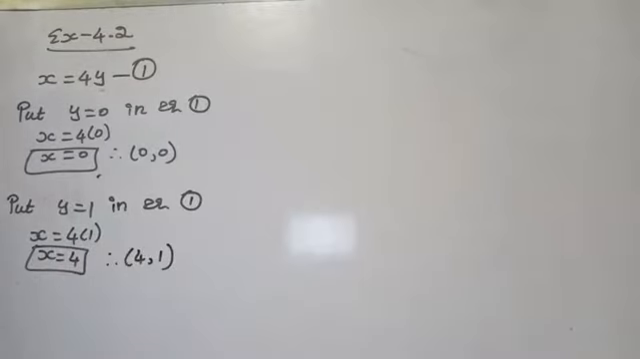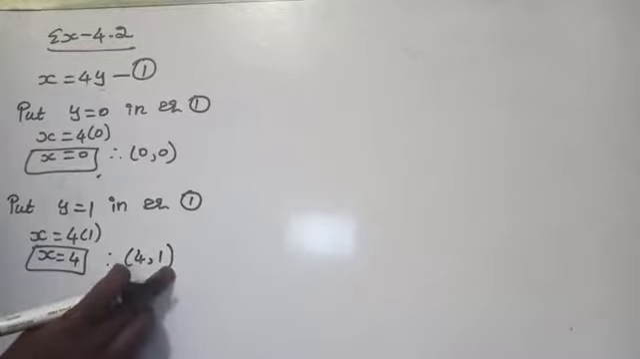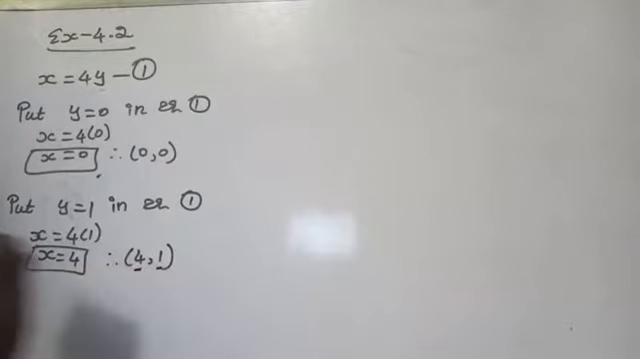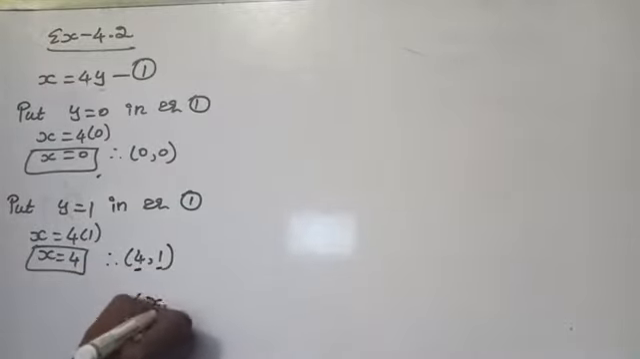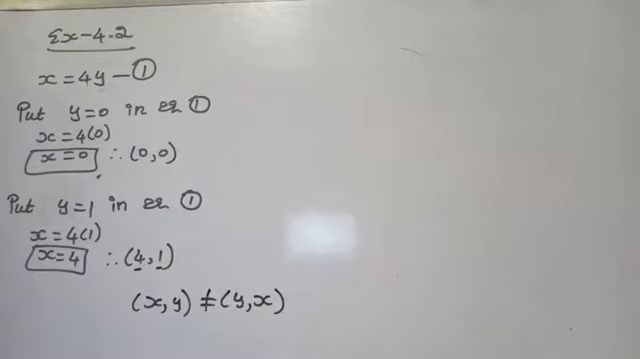Don't write 1 comma 4. If you are writing 1 comma 4, then it will not satisfy. See, if you are putting 1 comma 4, it means x value is 1. 4 4s are what? 16. 1 is not equal to 16. So when you are writing the solution, that ordered pair should be x comma y. It is x coordinate, and this is y coordinate. Okay. x comma y is not equal to y comma x. Please remember. You already learned this in coordinate geometry. Only when the values of x and y are equal can you write x comma y equal to y comma x.